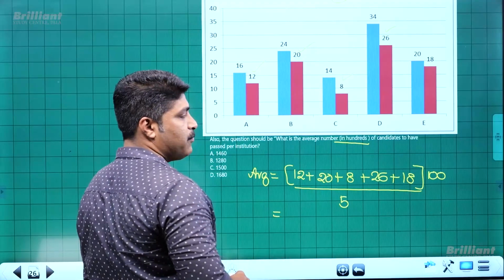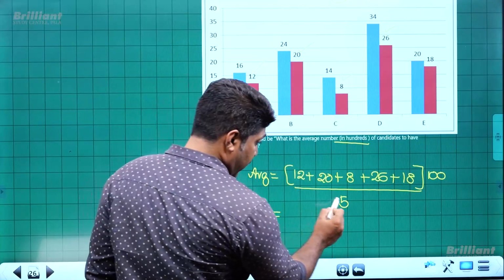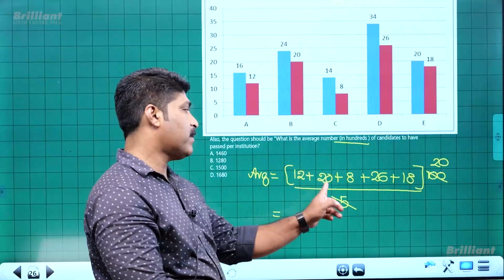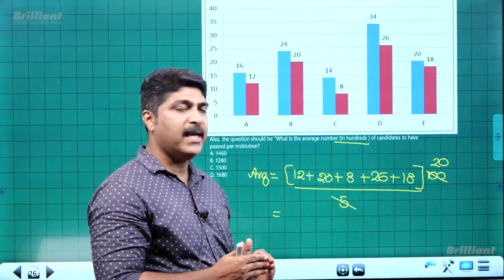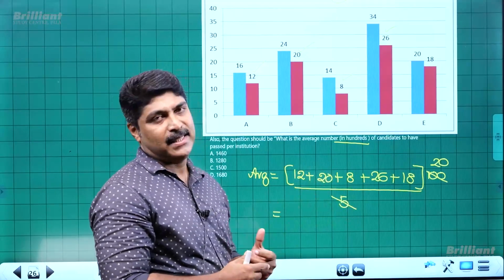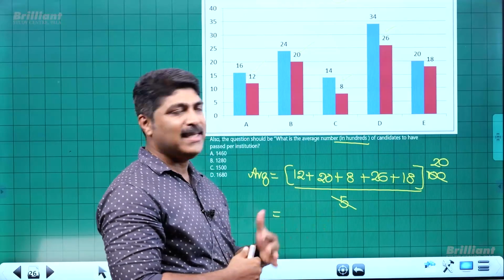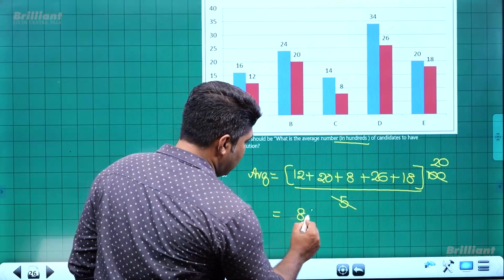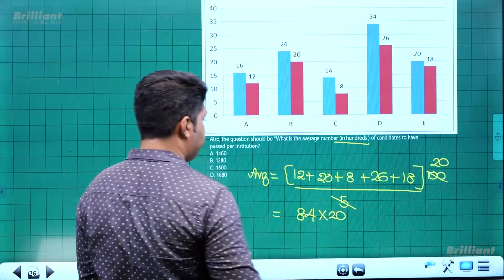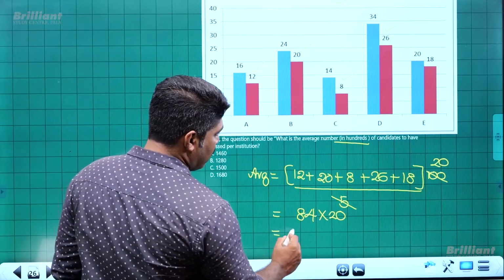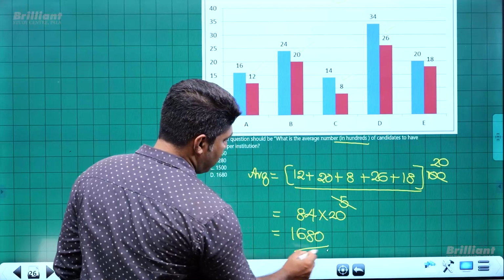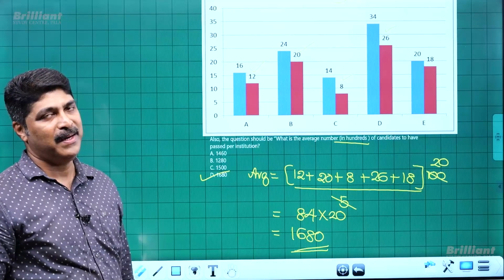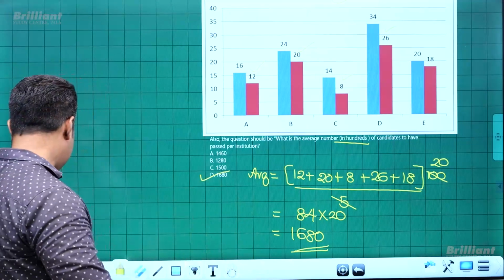While we are simplifying this, what's the sum of all these values? Here you can directly simplify it like this, 20, and just add up together. This is 12 plus 20, 32. 32 plus 8, 40. 40 plus 26, 66. 66 plus 18, 84. So this is 84 into 20. What is 84 into 20? That's equal to 1680. So hence the answer is option D, that is 1680. Clear? Now we can move to the next question.